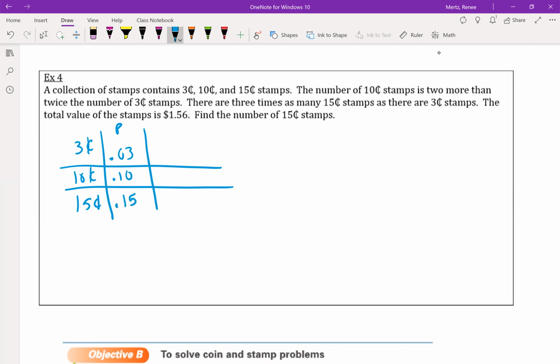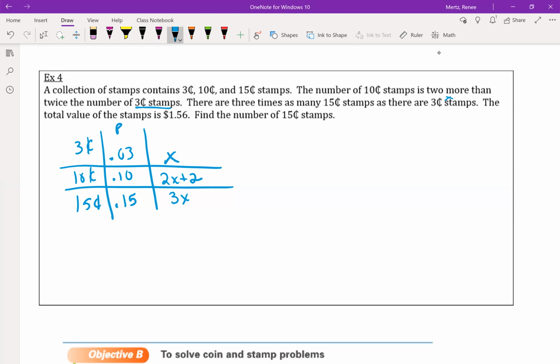The number of 10 cent stamps is 2 more than twice the number of 3 cent stamps. I'm comparing to 3 cent stamps, so it's X. The number of 10 cent stamps is 2 more than twice, so 2 more than twice is 2X plus 2. There are 3 times as many 15 cent stamps as 3 cent stamps. So again, that's X, and 3 times as many is 3X.